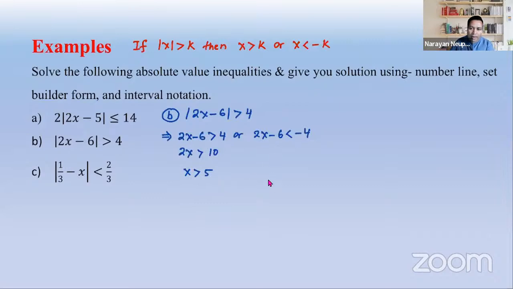Now, if you look at the second, again, you'll add 6 on both sides. If you add 6 here, that will cancel. On the other side, if you add 6, it will be 6 minus 4, which will be 2.